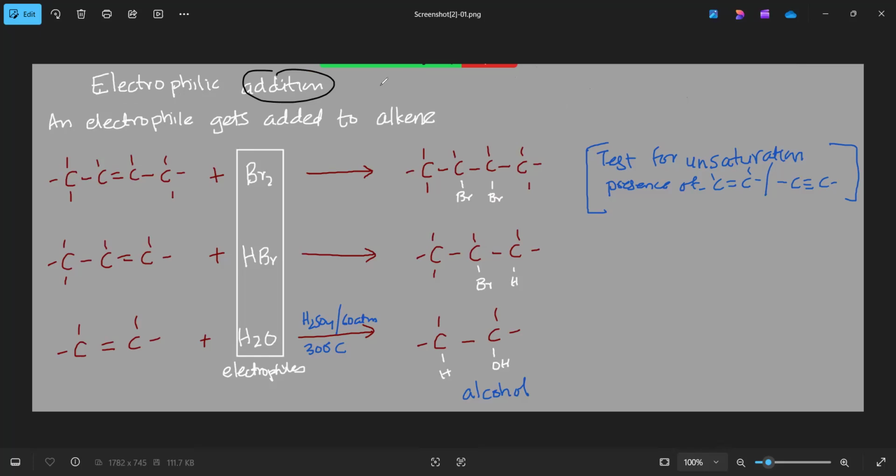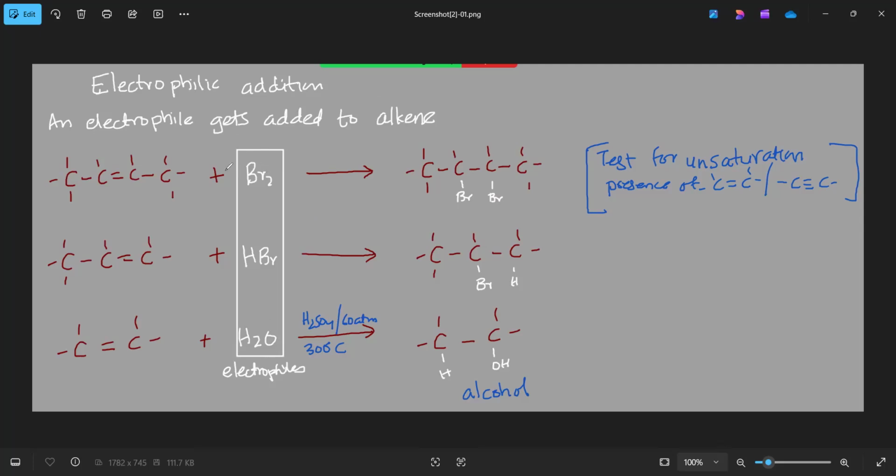So in electrophilic addition, an electrophile gets added to an alkene. I've taken 3 examples here: bromine, hydrogen bromide, and water. The hydrogen bromide could be hydrogen chloride, hydrogen fluoride, hydrogen iodide, any hydrogen halide you can take here. I've taken hydrogen bromide as an example.